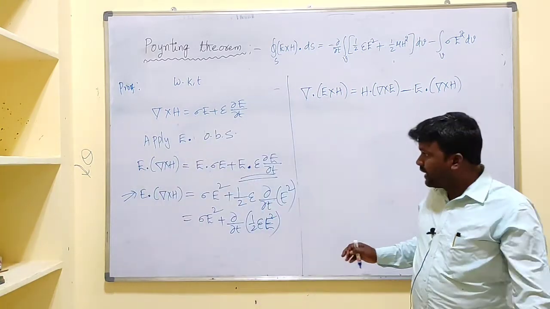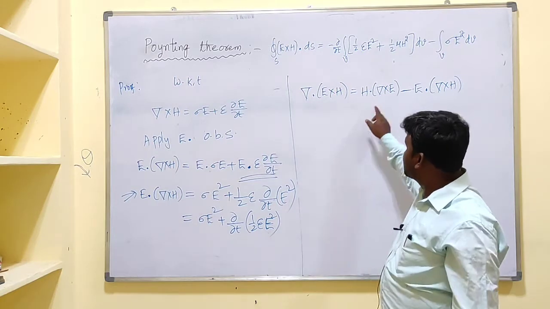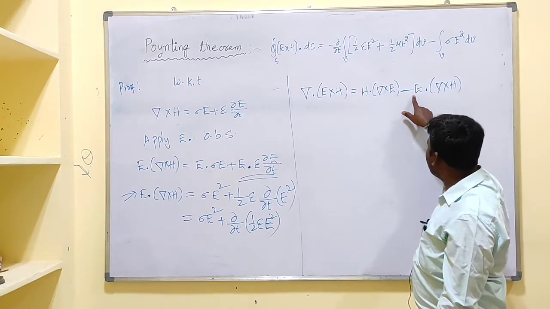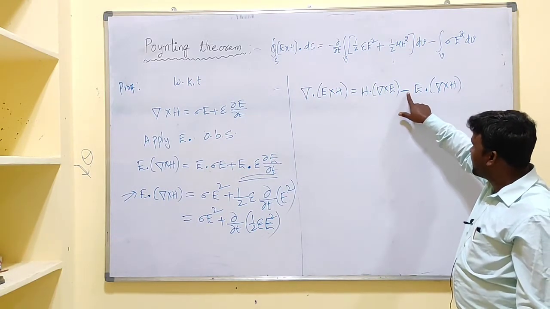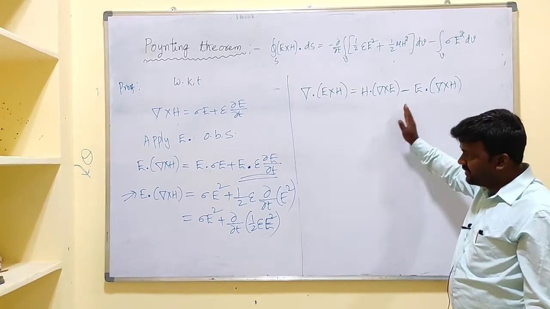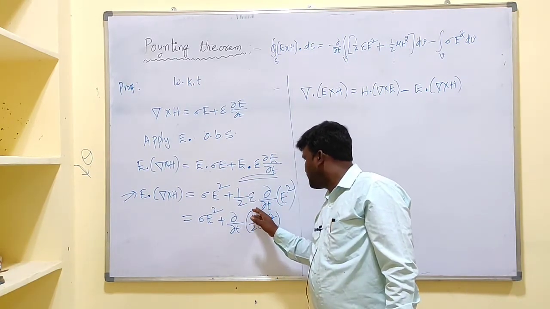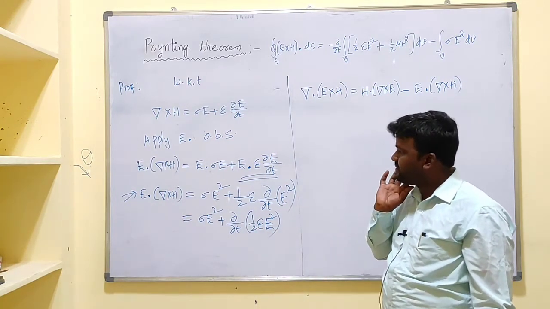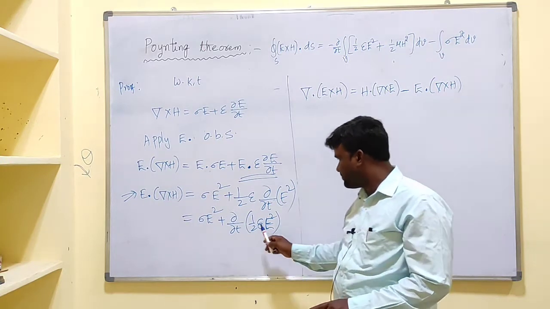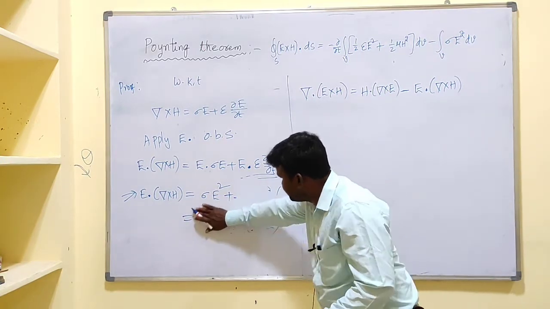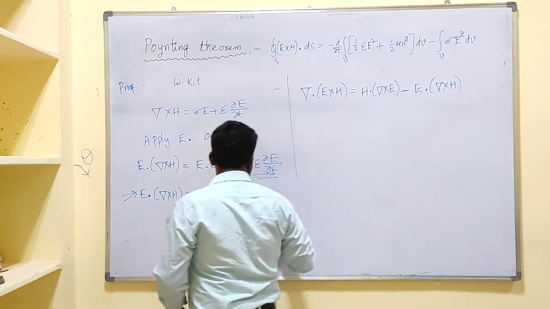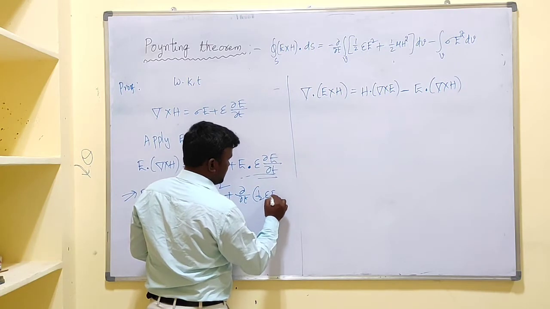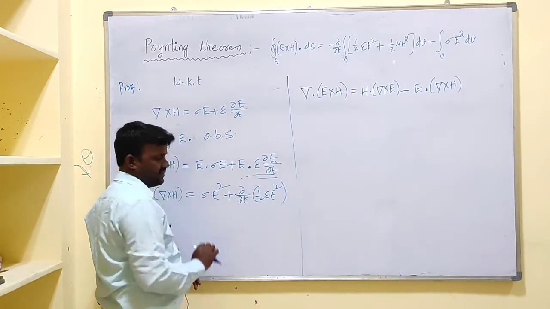Now, sorry for the disturbance, I forgot this expression: ∇·(E×H) equals H·(∇×E) minus E·(∇×H). Basically I wrote plus here, but it is a negative sign. And 1/2 ε ∂/∂t of E² is nothing but ∂/∂t of (1/2 ε E²), or simply E · ∂/∂t of (1/2 ε E²). If you simplify this, you will get this one only.